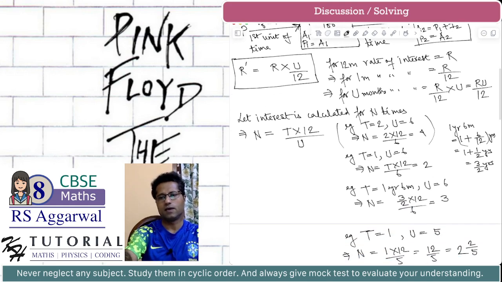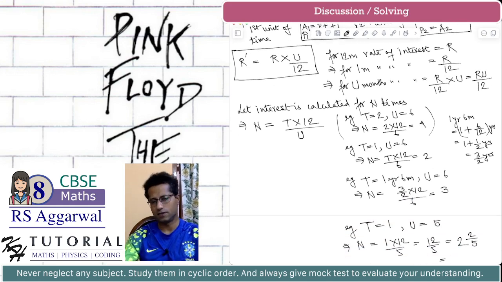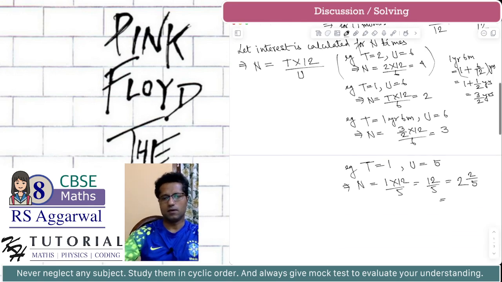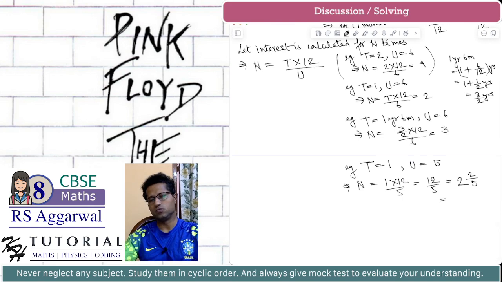Now if n is 4, then we can say we have to do the calculation for 4 units of time, which basically means 4 times. Now if n is a fraction, a mixed fraction, like 2 and 2 by 5, this means that 2 and 2 by 5 basically means 2 plus 2 by 5.